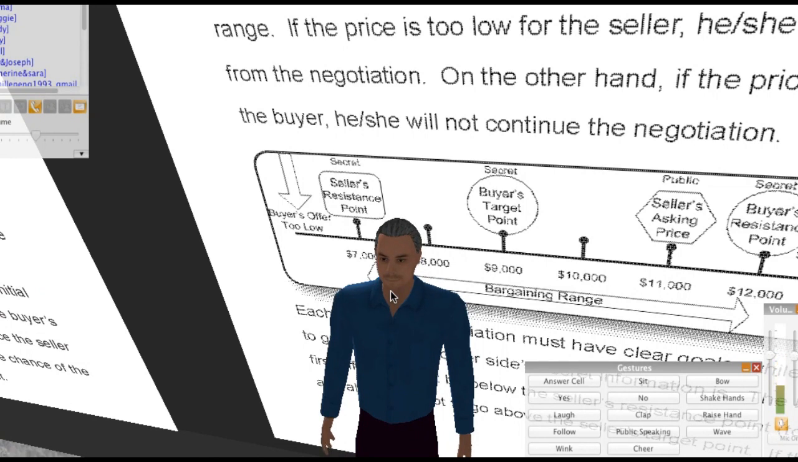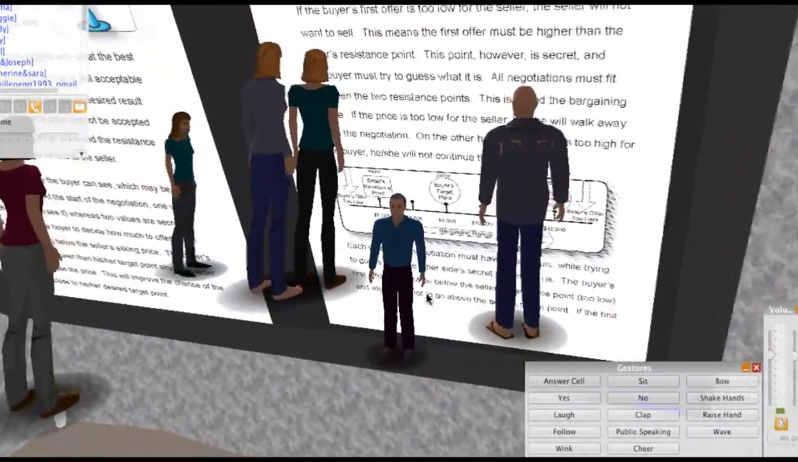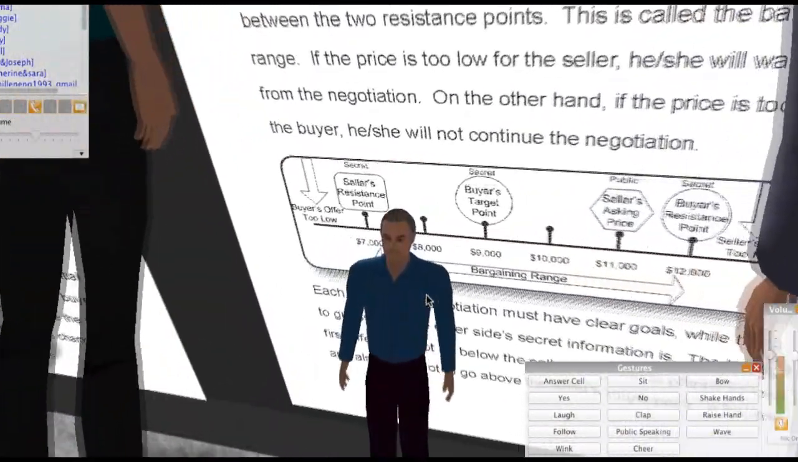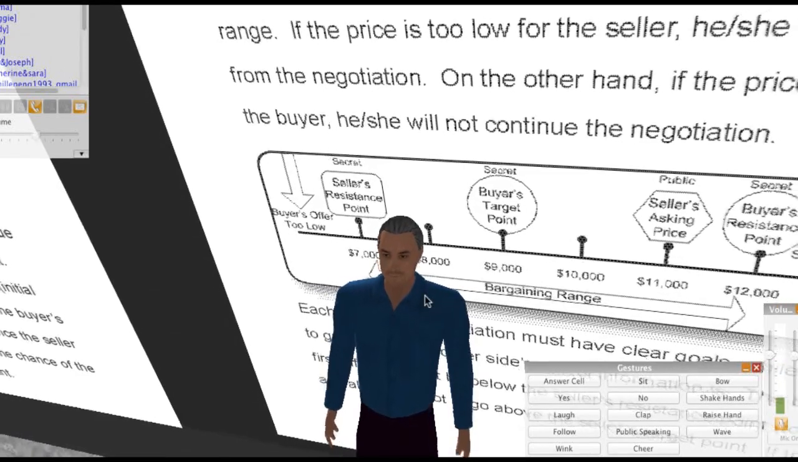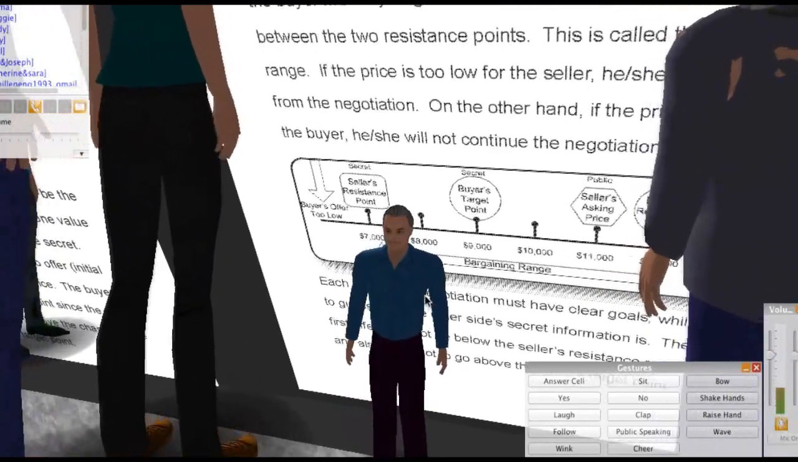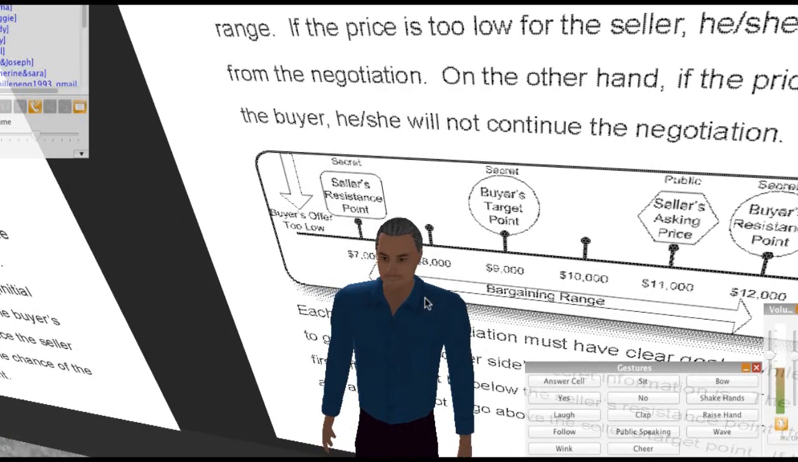He keeps this information secret. Why does the seller keep this secret? Because if the buyer knows 7,000 is the lowest, then what will the buyer offer? If I'm the buyer and I know that the lowest price you can sell for is 7,000, then what will I ask? I will ask for the price of 7,000. And of course, the seller does not like 7,000 because that's the lowest he can offer. He would like to get more, right? So it's very important to keep this information secret. Your target and your resistance must stay secret.